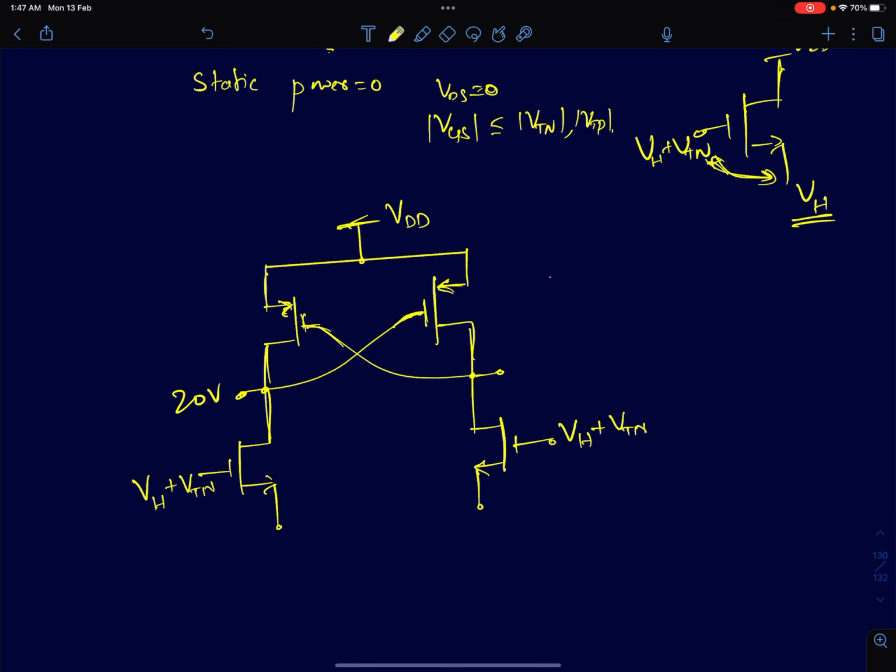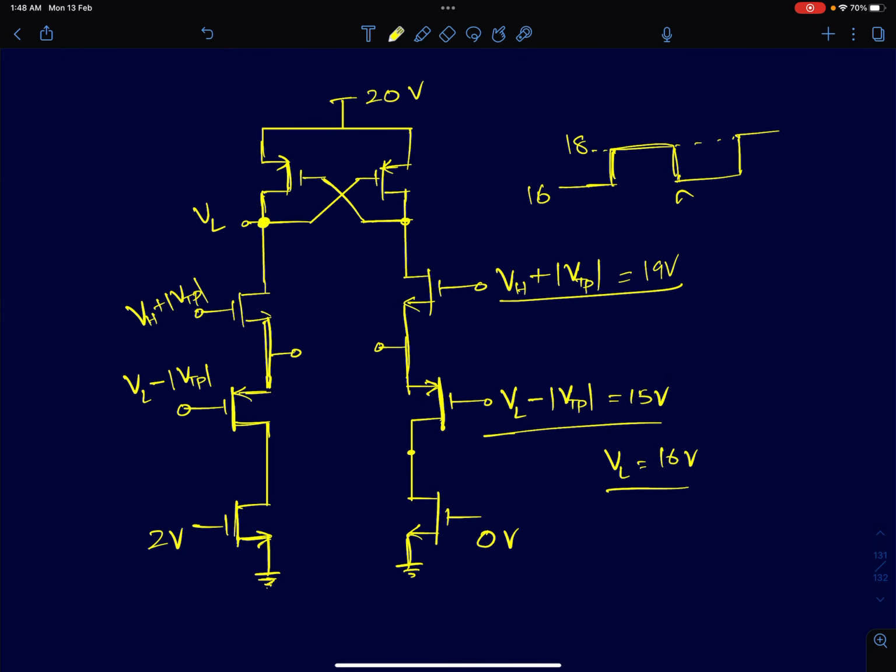This node goes to 20, but the NMOS will not let this node go more than VH. Once this node is charged to VH volts, this NMOS device will be cut off. Okay, so I can limit the upper voltage also. You can think about it, it's very simple. So that's what I've just modified in the circuit and drawn here. If the gate here is connected to VH plus mod VTN, I'm sorry, this is supposed to be VH plus mod VTN, then the maximum voltage the output can go to will be VH itself.